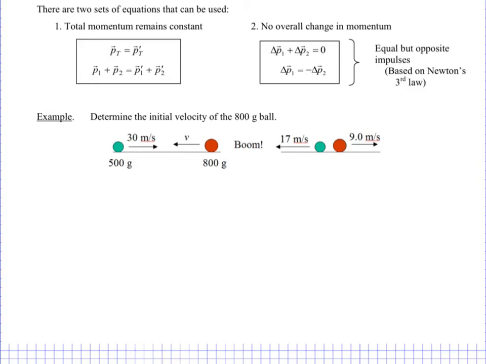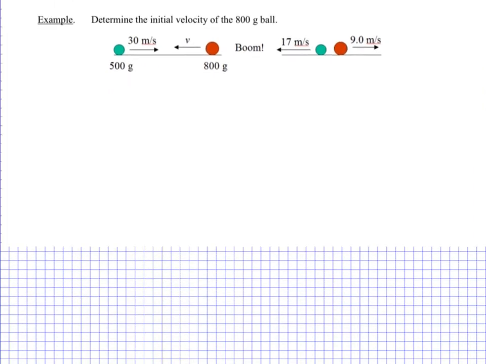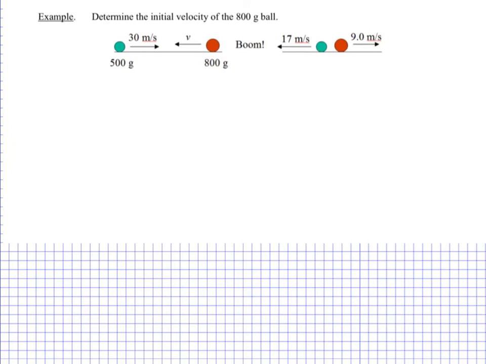Okay, so let's take a look at this example here. We need to determine the initial velocity of the 800-gram ball. So here we have a green ball. I'm actually going to call this ball number 1 just to make it easier for our annotation. That's going to be ball number 1 prime because that's afterwards. And then the red ball I'm going to call ball number 2, and there's ball number 2 prime for afterwards.